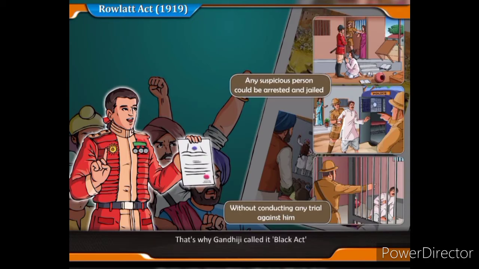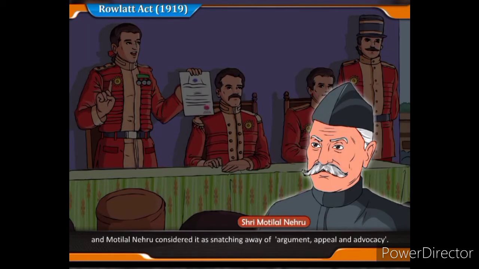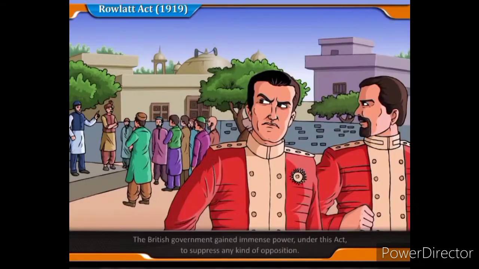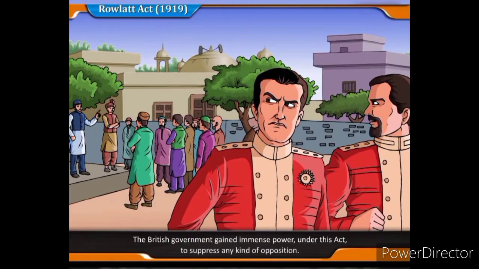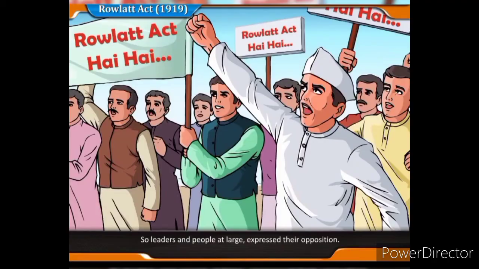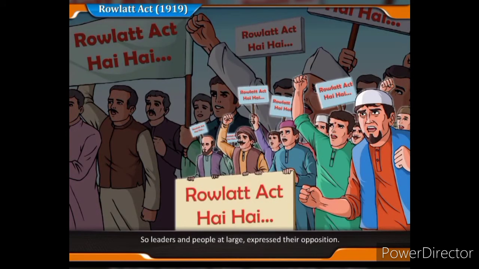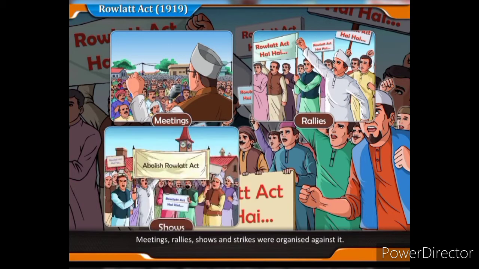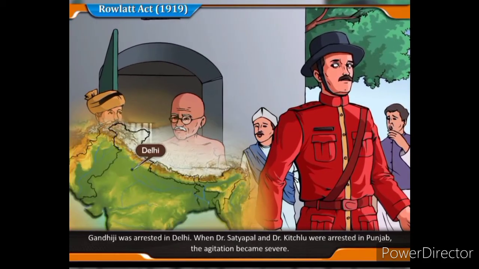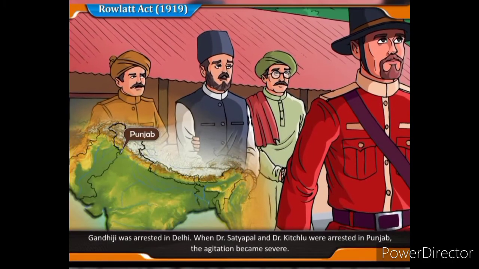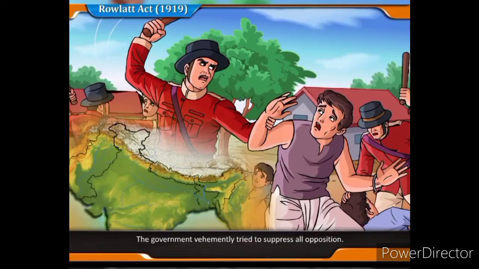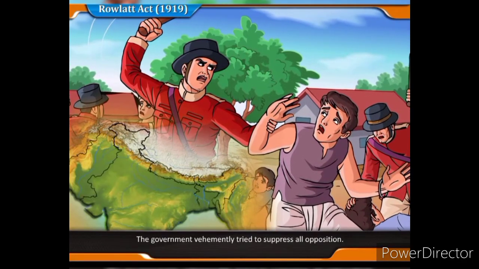That's why Gandhiji called it the Black Act, and Motilal Nehru considered it as the snatching away of argument, appeal, and advocacy. The British government gained immense power under this act to suppress any kind of opposition. So leaders and people at large expressed their opposition. Meetings, rallies, shows and strikes were organized against it. Gandhiji was arrested in Delhi. When Dr. Satyapal and Dr. Kichlu were arrested in Punjab, the agitation became severe. The government vehemently tried to suppress all opposition.